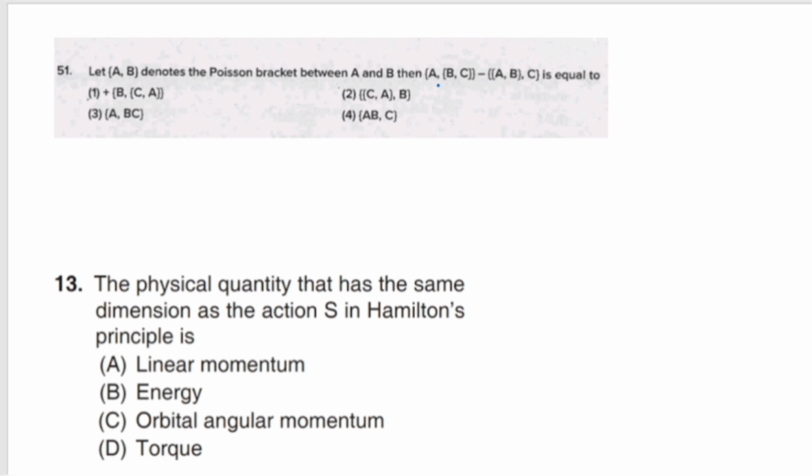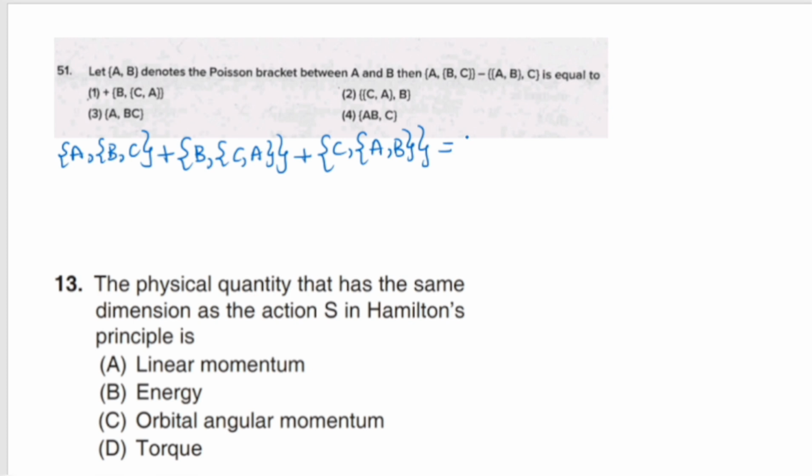Then Poisson bracket of a comma b comma c minus Poisson bracket of a comma b comma c is equal to. This we can solve using the Jacobi identity. What does the Jacobi identity say? Poisson bracket of a comma b comma c plus Poisson bracket of b comma c comma a plus Poisson bracket of c comma a comma b is equal to 0.